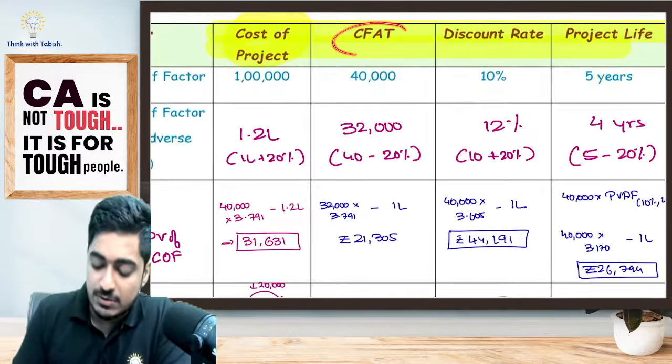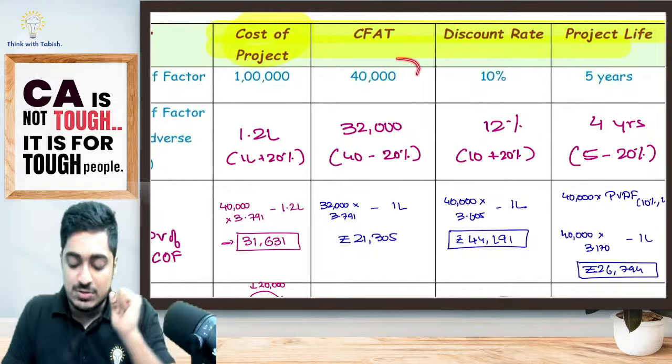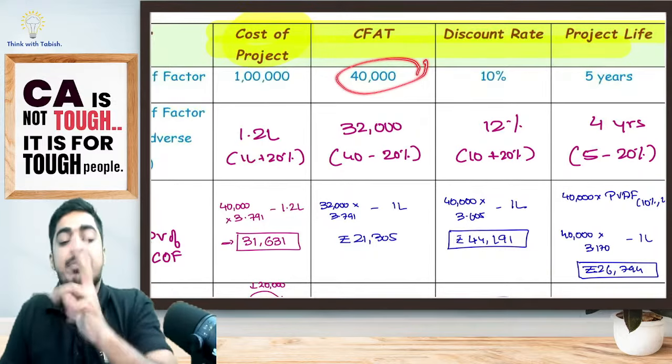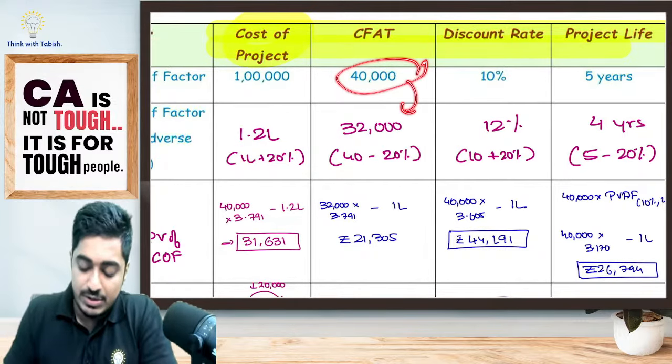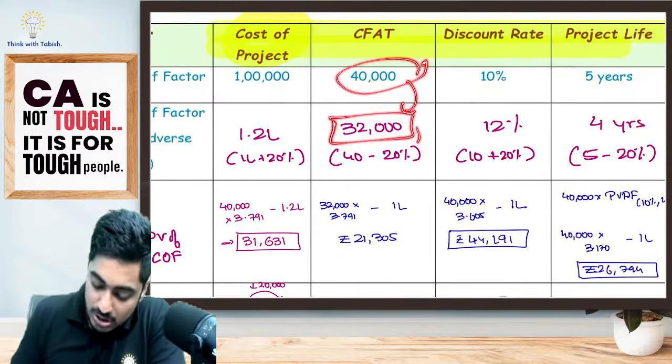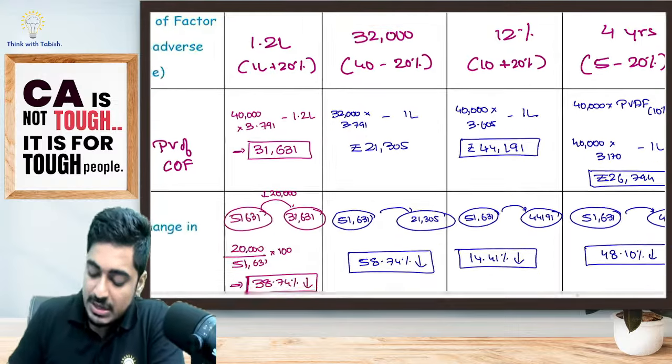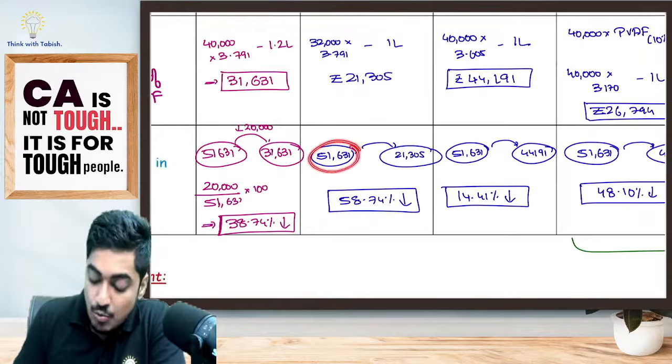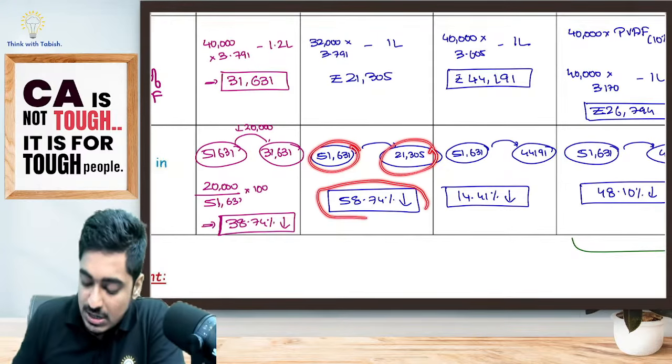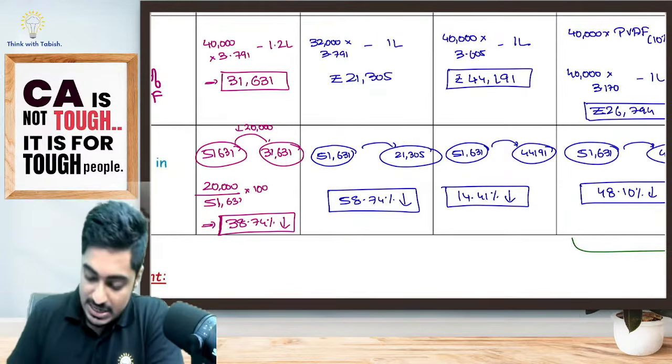Now regarding cash flow after tax, the initial estimate was 40,000. The question is telling 20% adverse change. Imagine it reduced by 20%. It became 32,000. What is the NPV? NPV will become 21,305. That means by how much percentage has NPV fallen? 58% my NPV has fallen.